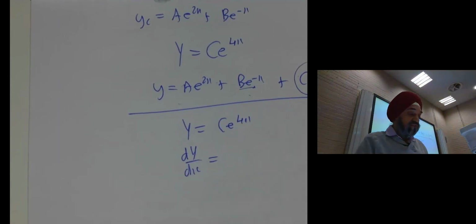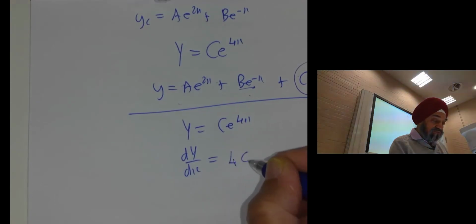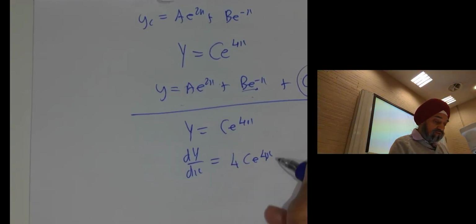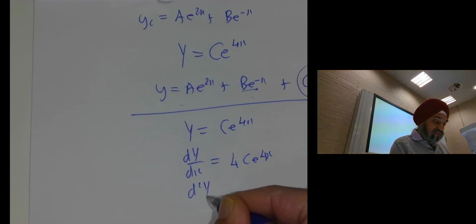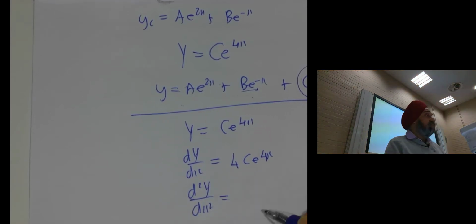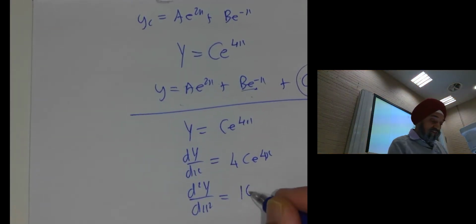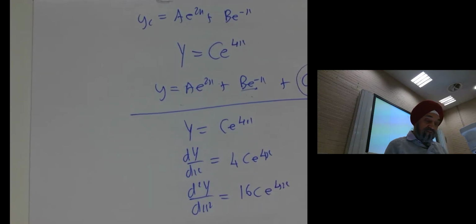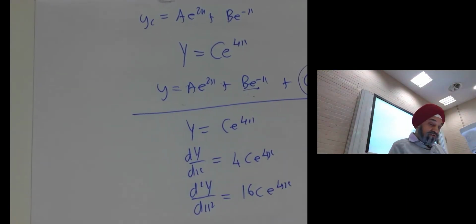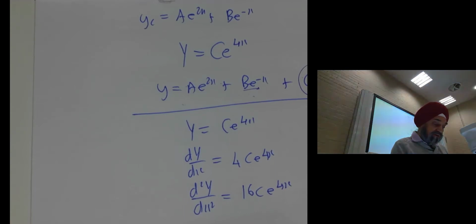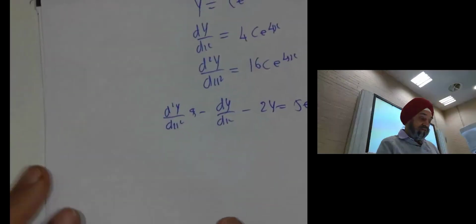You differentiate this once, what do you get? 4ce to the 4x, and if you differentiate again, d squared y dx squared, what do we get? 16ce to the 4x, yeah? Alright, so we end up with, remember, we want to find d squared y dx squared minus dy dx minus 2y is equal to 5e to the 4x, isn't it? That's what we need, okay?